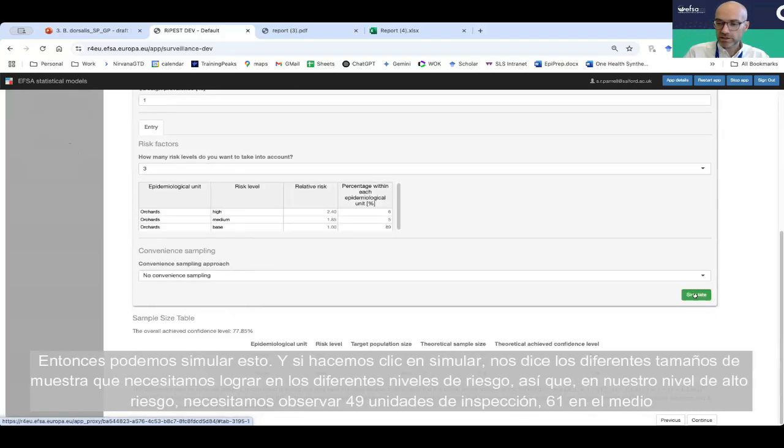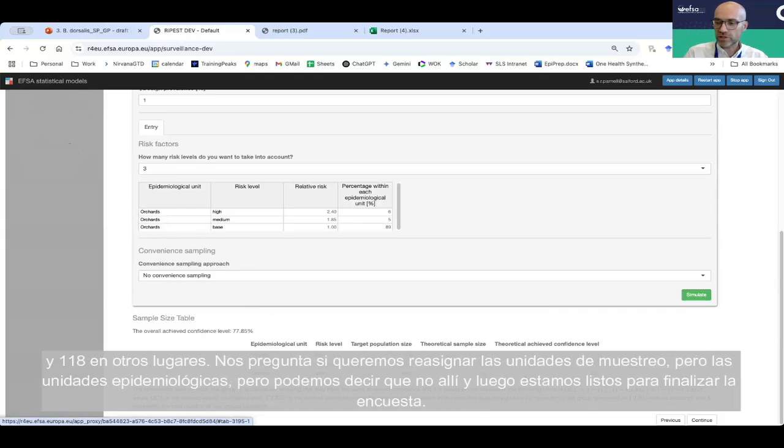So then we can simulate this, and if we click simulate, it tells us the different sample sizes that we need to achieve in the different risk levels. So in our high risk level, we need to look at 49 inspection units, 61 in the medium, and 118 elsewhere.